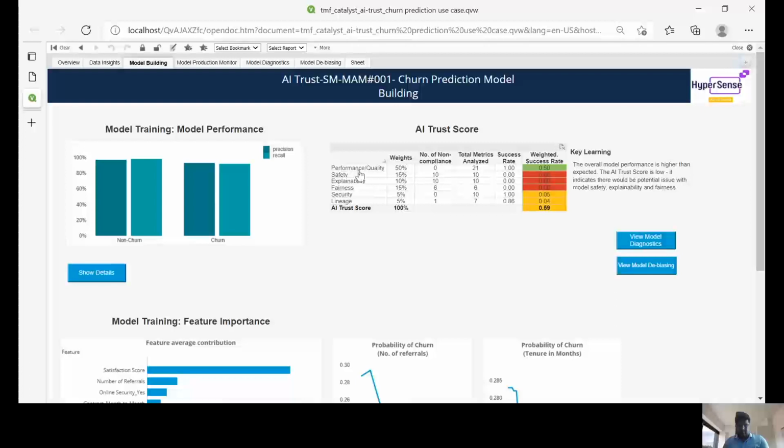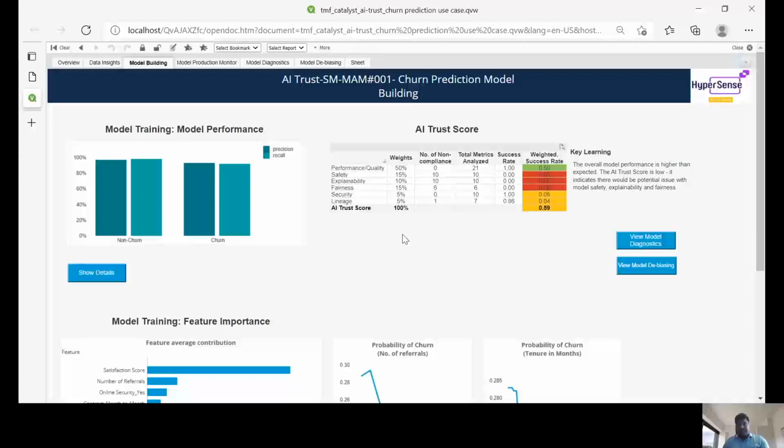We also see that this model is extremely high performing. Hence, on the performance dimension, this model stands quite high, whereas on the other dimensions such as safety, fairness, lineage, and other attributes, this model has not fared well. It has found 10 non-compliances for safety, 6 non-compliances for fairness, and all the different metrics required for explainability are not present in this model. So this analysis will tell you that even though you may have a highly performing model, it's not essentially a trustworthy model.